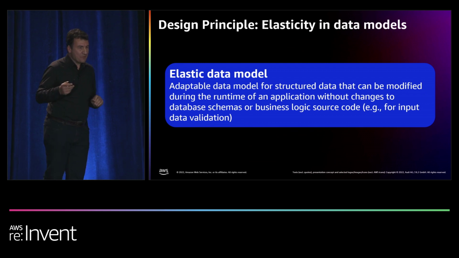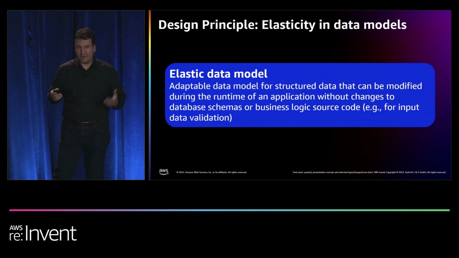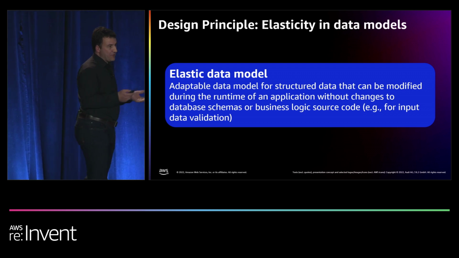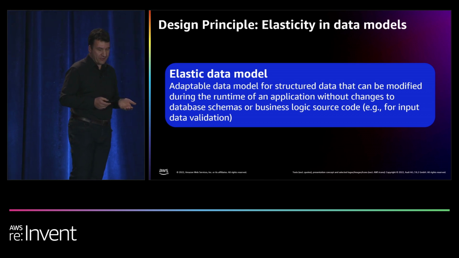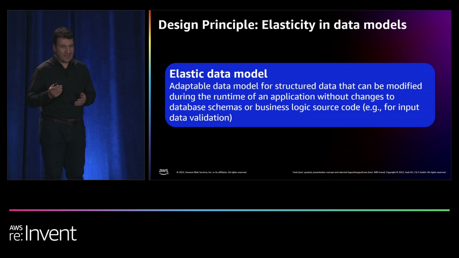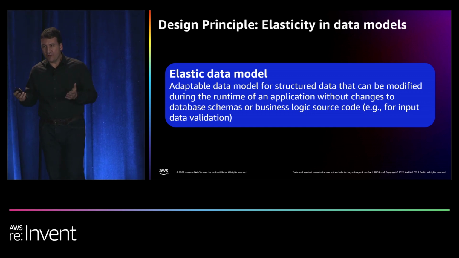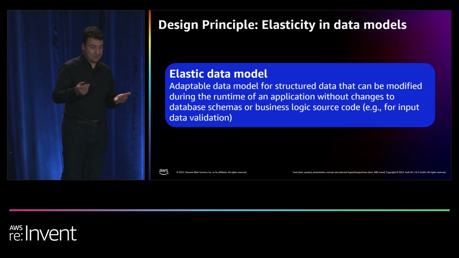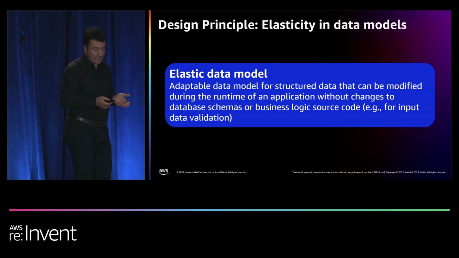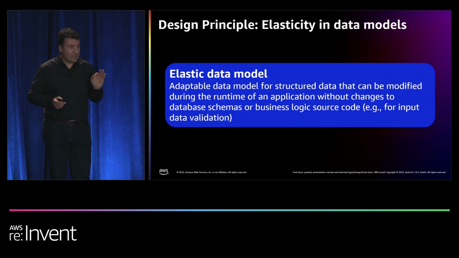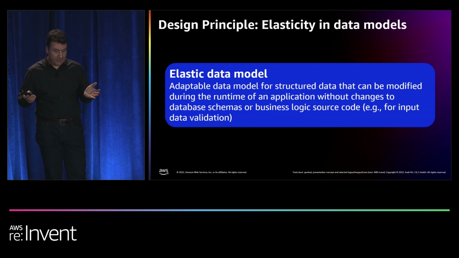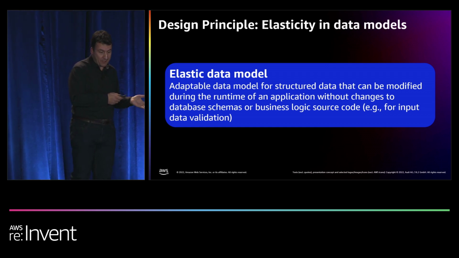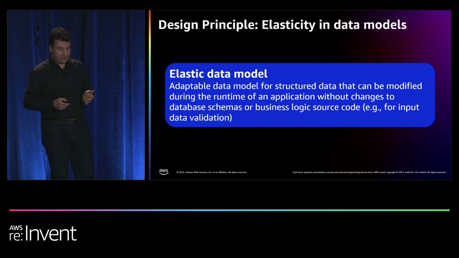And here comes the idea of elastic data models. And you may be familiar with the term elasticity from EC2, so Elastic Compute Cloud, for example, ECS. And the idea here is a bit the same. Your data model should also be able to shrink or to expand if you need it. And we define an elastic data model as an adaptable data model for structured data that can be modified during the runtime of an application without change to a database schema or business logic, like, for example, validations.